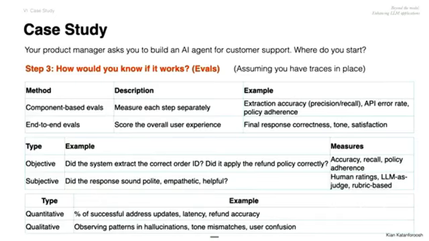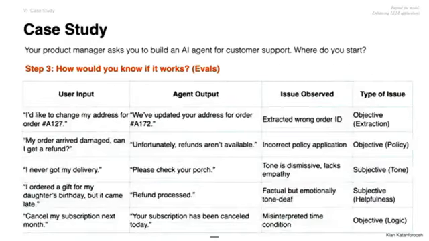And then finally, qualitative: you might do some error analysis and look at where the hallucinations are, where the tone mismatches are, whether the users are confused and by what they're confused. That would be more qualitative, and typically it would take more white-glove approaches. Okay, so here's what it could look like. I gave you some examples, but you would build evals to determine objectively, subjectively, component-based, end-to-end based, and then quantitatively and qualitatively where your LLM is failing and where it's doing well.